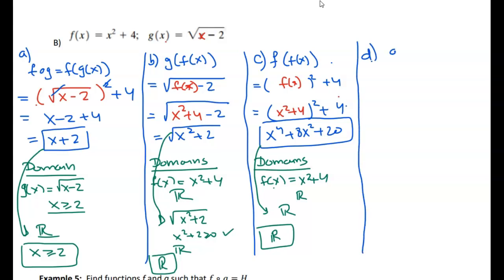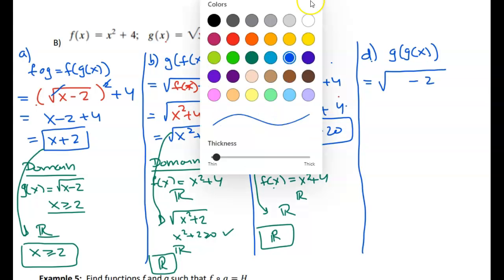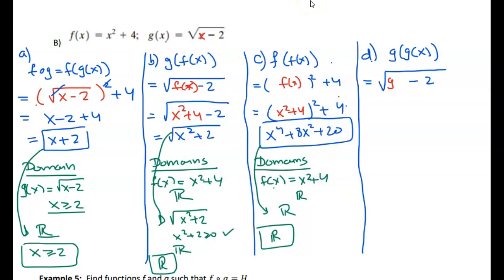Alright, let's do g of g of x. So we have the square root of g of x minus 2. g of x is the square root of x minus 2, like this, inside a square root minus 2. So this is the composition here.